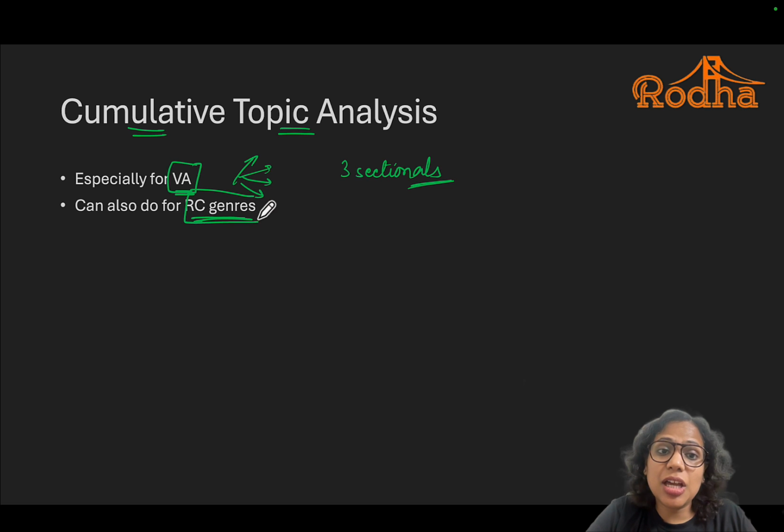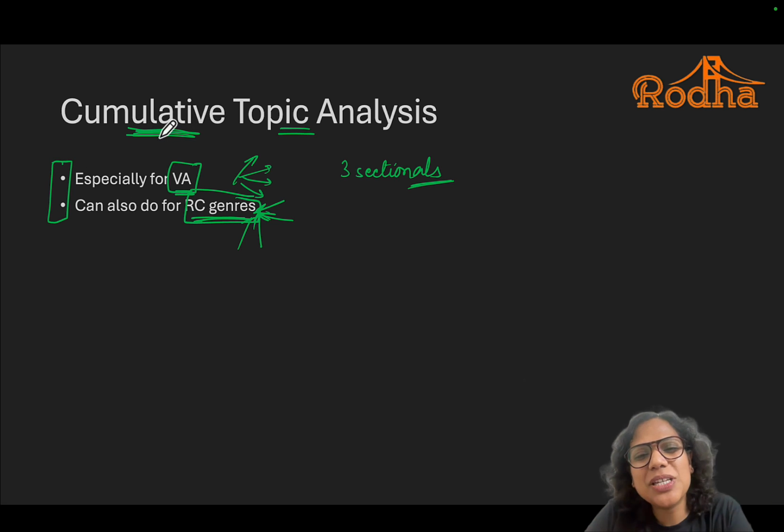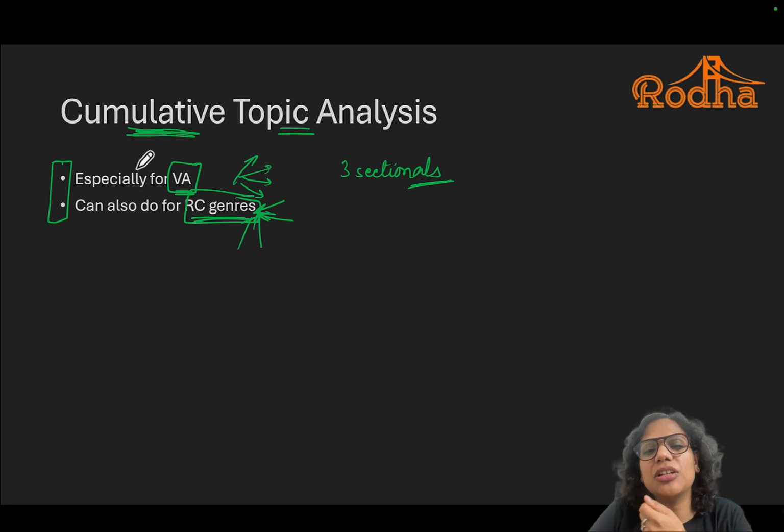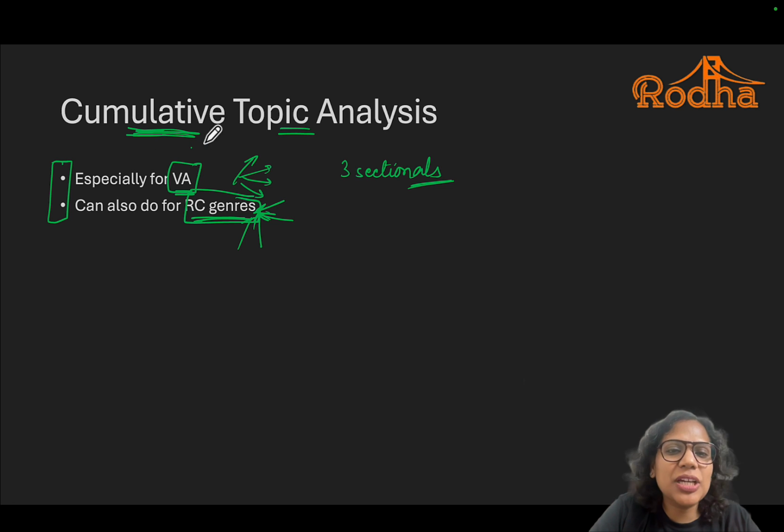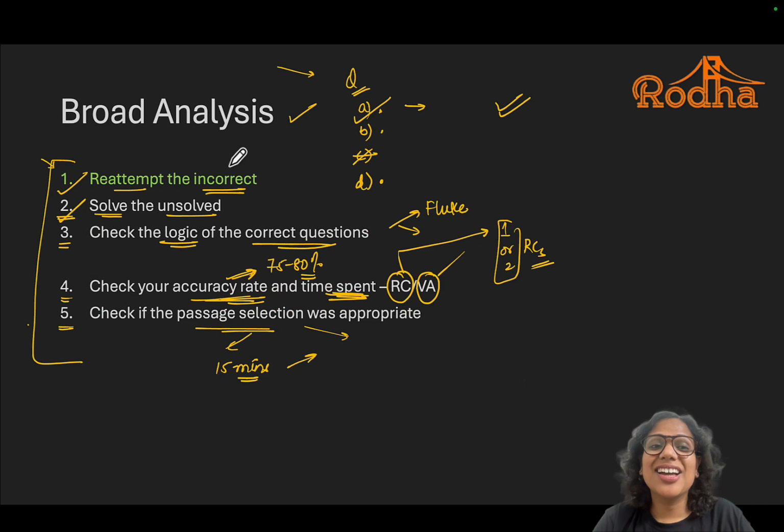In case this is a feeling for RCs as well, see if this is operating into some specific genres that you always get wrong. For instance, is it philosophy? Is it abstract passages? So this can be done when you feel that on a consistent basis I am getting some area, some particular question type, topic, etc. incorrect. So I don't think an analysis can get more comprehensive than this.